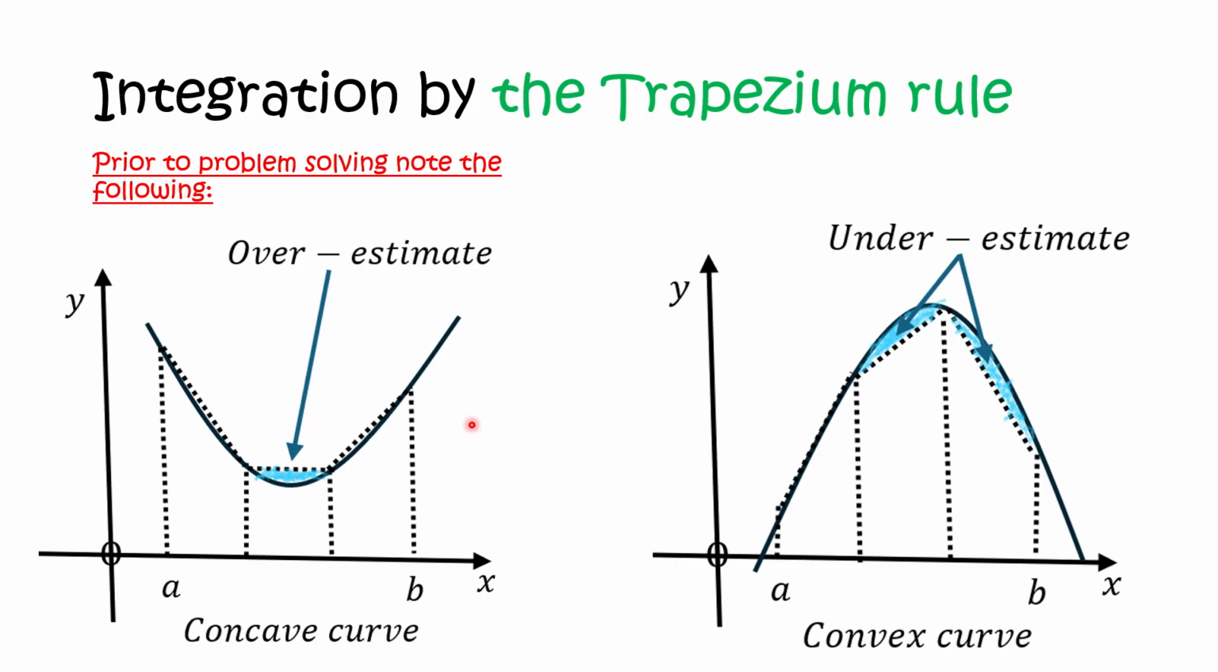Now, looking at the convex curve, we would have underestimates because when we connect the other sides here, we leave out the small gaps. And if we sum up all the small gaps that are left out, we may end up having an underestimate of what the area is supposed to be. And that is what we were referring to.